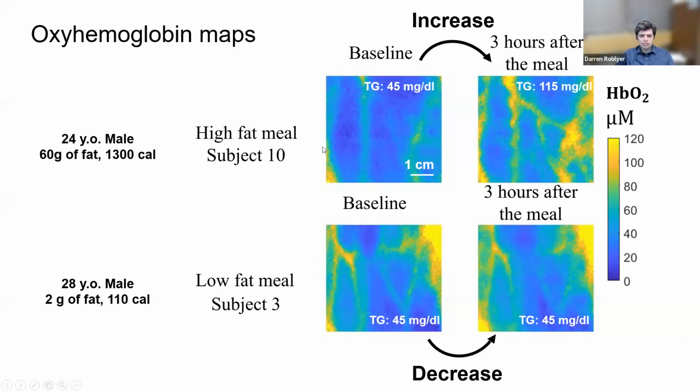And what we noticed is in patients that had a high-fat meal, so here's an example. So triglycerides started at 45 milligrams per deciliter. 3 hours after the meal, they had spiked at 115 milligrams per deciliter. The amount of oxyhemoglobin in the dorsum of the hand increased dramatically, whereas for subjects that had a low-fat meal, we didn't see this change. In some cases, the hemoglobin even decreased.